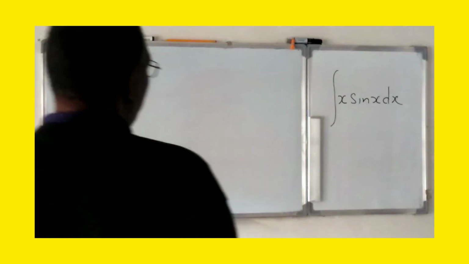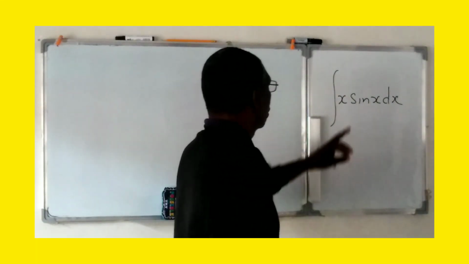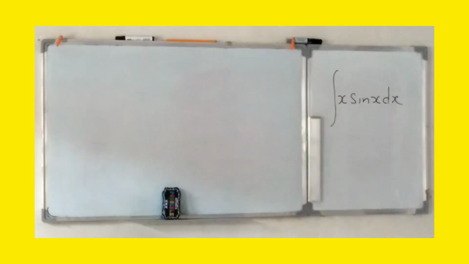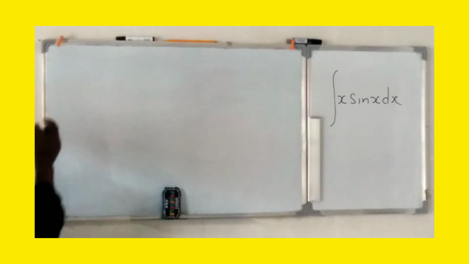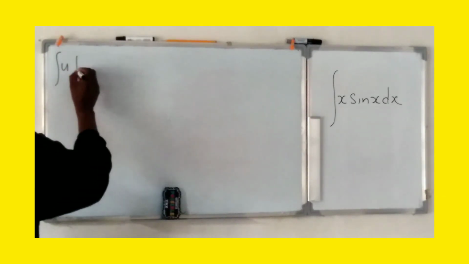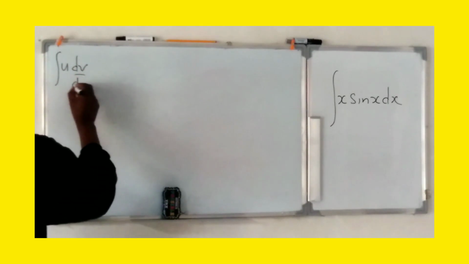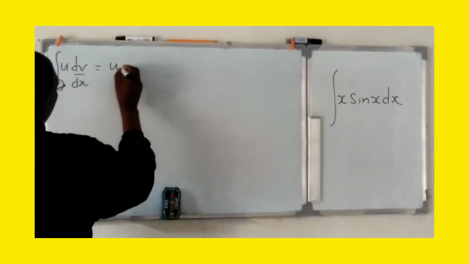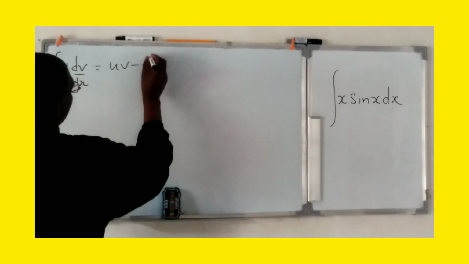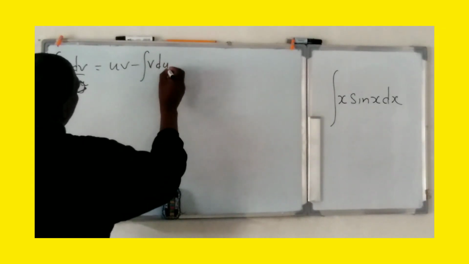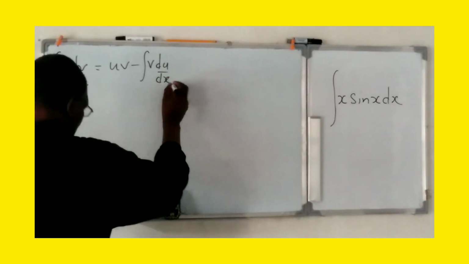Now, how do we use integration by parts to evaluate this integral here? Well, the formula for integration by parts says the integral of u dv dx is equal to uv minus the integral of v du dx.